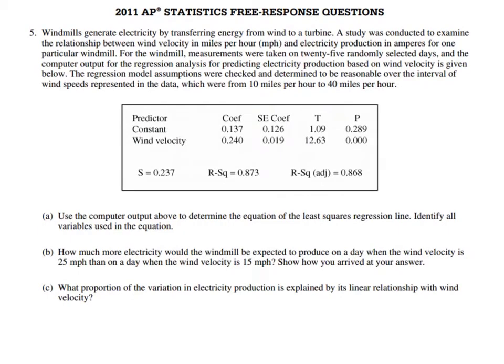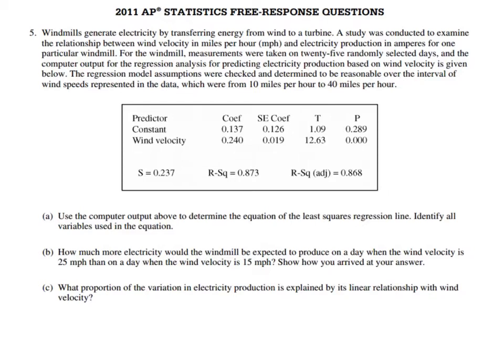Windmills generate electricity by transferring energy from wind to a turbine. A study was conducted to examine the relationship between wind velocity in miles per hour and electricity production in amps for one particular windmill. For the windmill, measurements were taken on 25 randomly selected days, and the computer output for the regression analysis for predicting electricity production based on wind velocity is given below. The regression model assumptions were checked and determined to be reasonable over the interval of wind speeds represented in the data, which were from 10 miles per hour to 40 miles per hour.